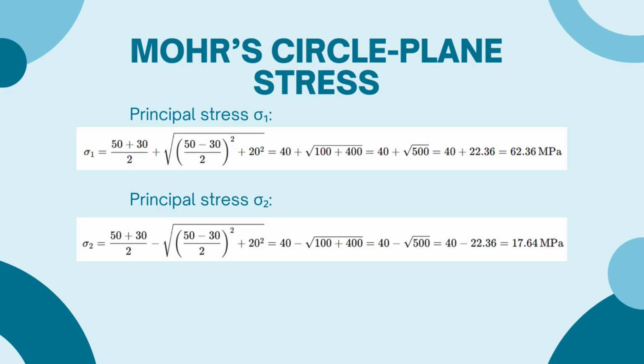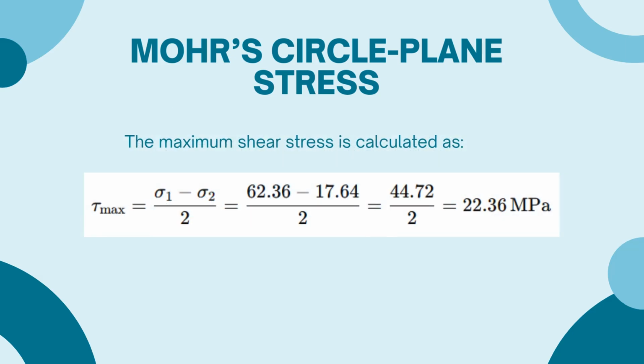Now, let's calculate the principal stresses using the formulas for sigma 1 and sigma 2. Given the normal and shear stresses, sigma x equals 50 megapascals, sigma y equals 30 megapascals, tau equals 20 megapascals, we can apply the formulas. For sigma 1, the maximum principal stress, and for sigma 2, the minimum principal stress. These principal stresses are critical for analyzing material failure and behavior under different load conditions.